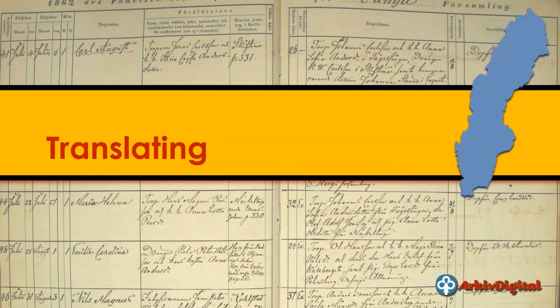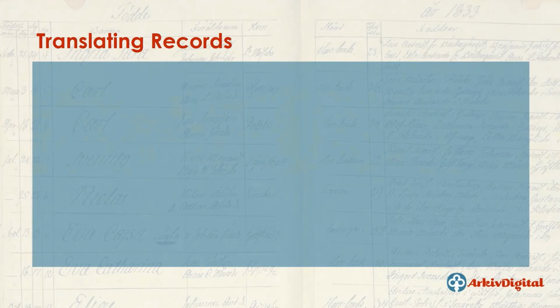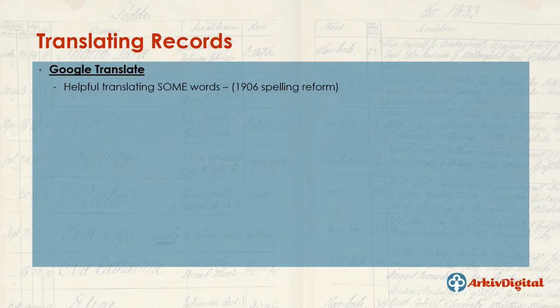Now, when you're translating these documents, because I guarantee none of us speak Swedish, it's very helpful to know some of these things. Google Translate is helpful with some words. They had a 1906 spelling reform, which changed some of the way the words were pronounced and said, and some of them just got changed completely. But you can use Google Translate and it'll help you.